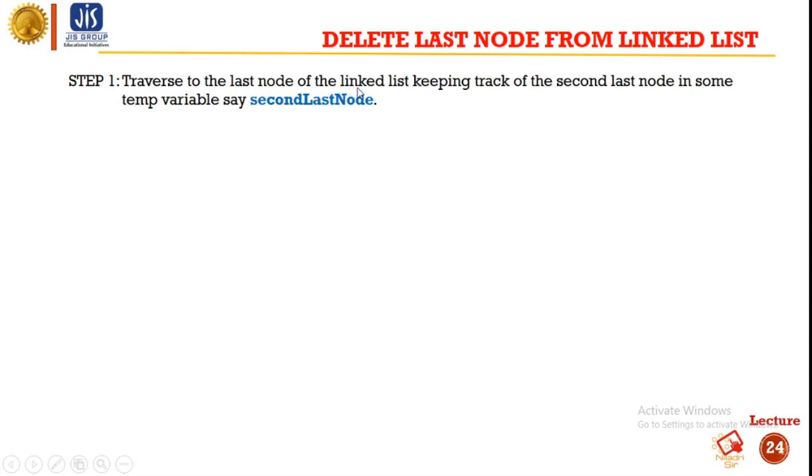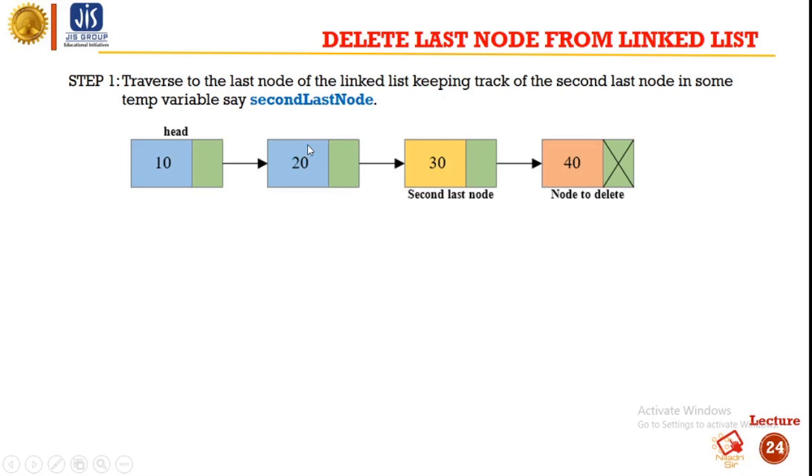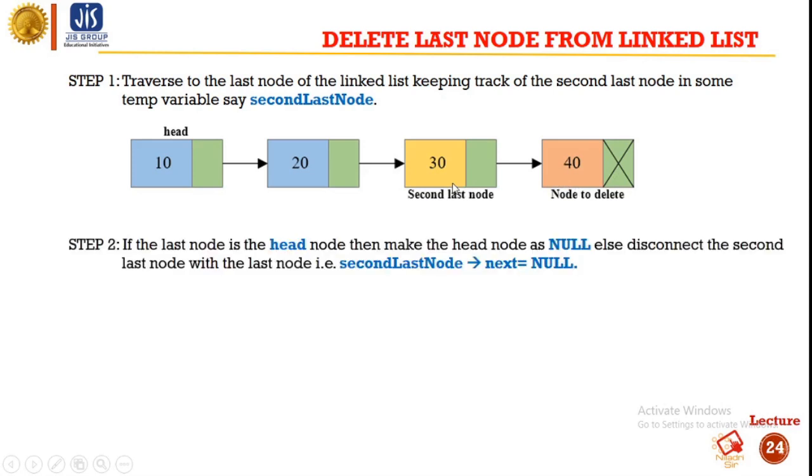Of the linked list, keeping track of the second last node in some temp variable, say second last node. This is the second last node and this is the last node. If the last node is the head, then make the head node as null. This is not the head node, so else disconnect the second last node from the last node, that is, second last node next equals null.